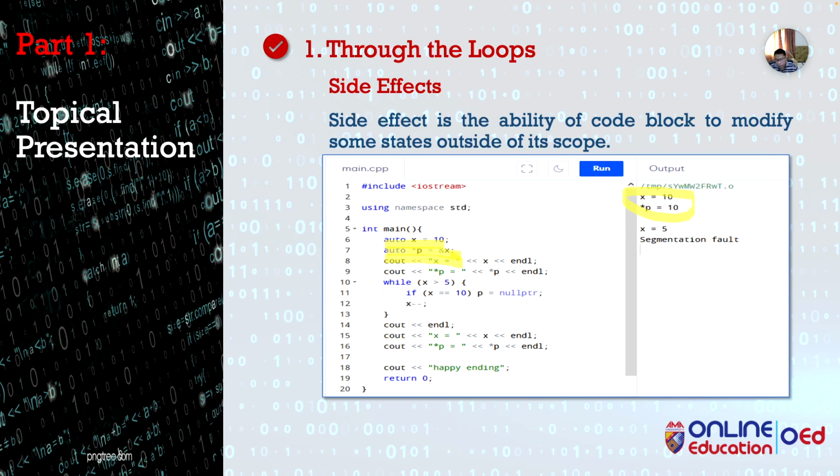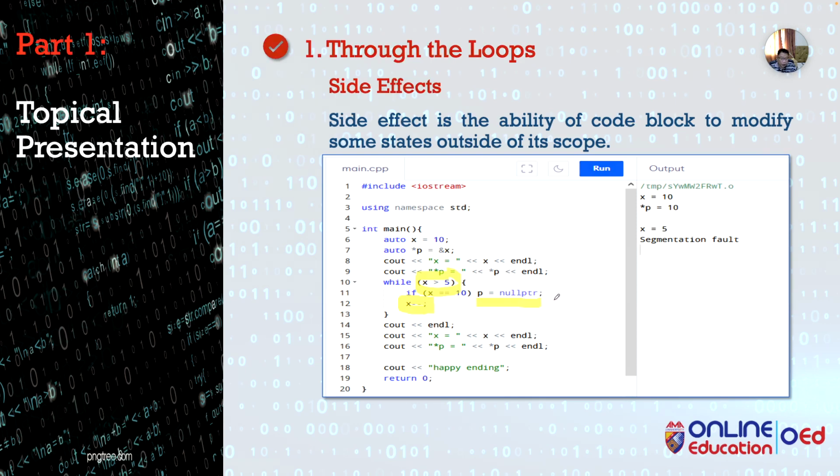Now we go to the loop. The while loop is able to modify not only x, it decrements x, but it can also change the pointer. Our iterator is x, so naturally it should iterate x, but it can also change the pointer, assigning it to a null pointer. If we assign a pointer to a null pointer, it's basically deleting it. It's not deleting it, it's still in memory, but the effect is like deleting it.